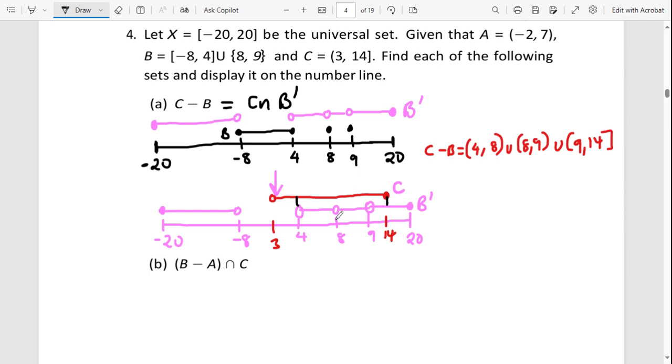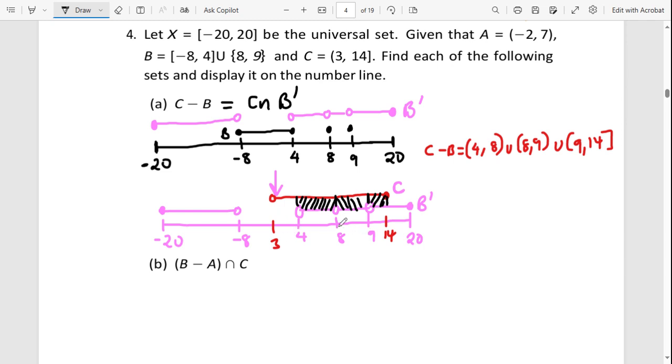But can you see that 8 is not part of the intersection? Why? Because it's not in B complement. 9 is not part of the intersection. Why? Because it's also not part of B complement. Same with 4. But all the other elements in between, they are part of the intersection. All of them, except 4, 8, and 9.